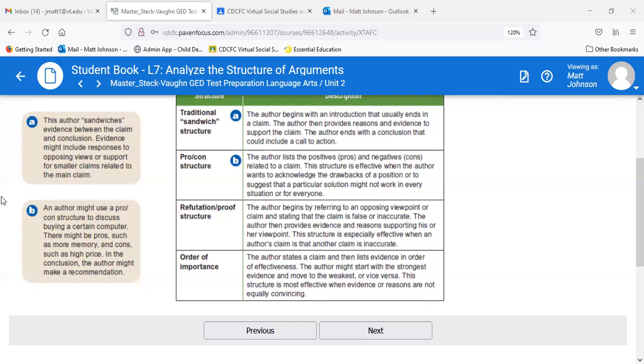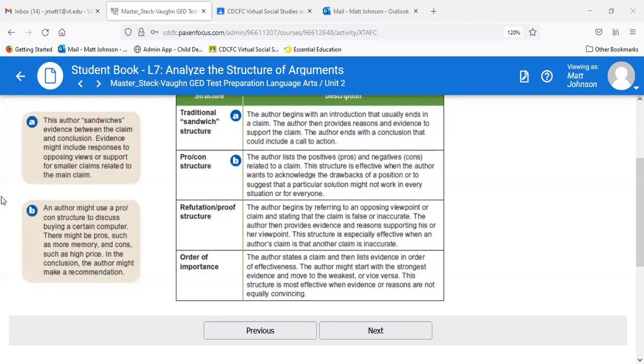A refutation proof structure. So, refutation proof. The author begins by referring to an opposing viewpoint or claim and stating that the claim is false or inaccurate. The author then provides evidence and reasons supporting his or her viewpoint. This structure is especially effective when an author's claim is that another claim is inaccurate. So that is a response to something.